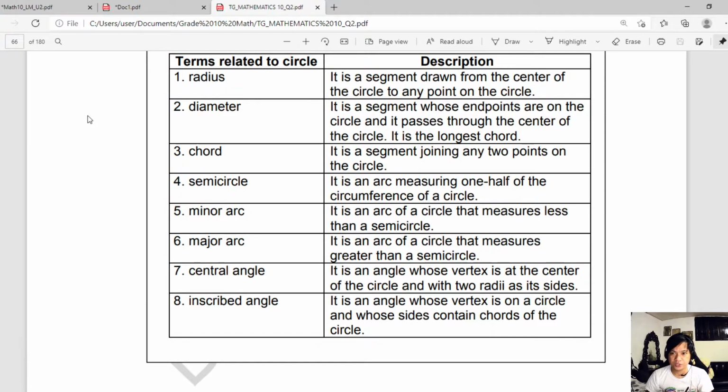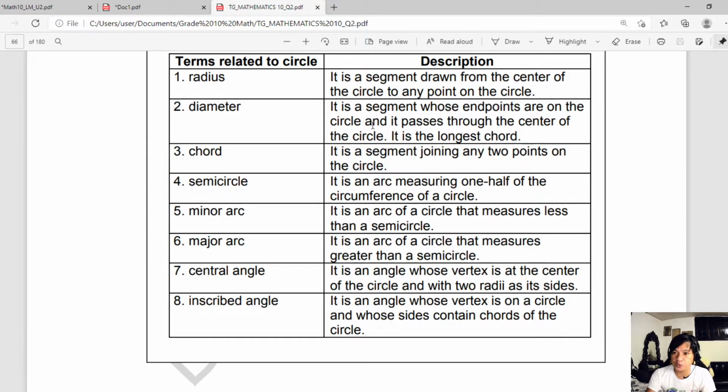Number 1, radius. Description: it is a segment drawn from the center of the circle to any point on the circle. So pag sinabing radius, dapat nasa gitna. Isa sa mga point niya is yung center ng circle, and the other point is kahit saan na dun sa circle. So that is radius.